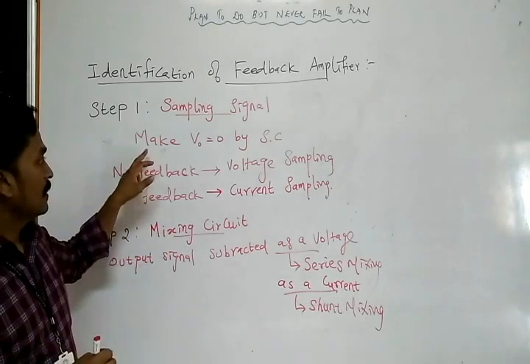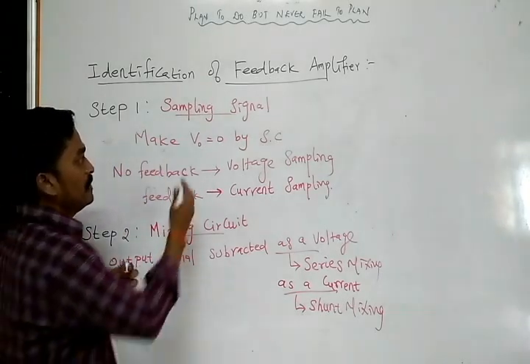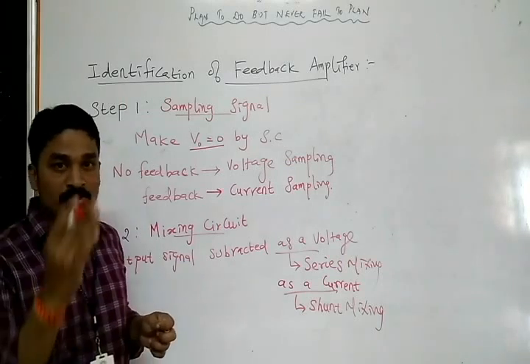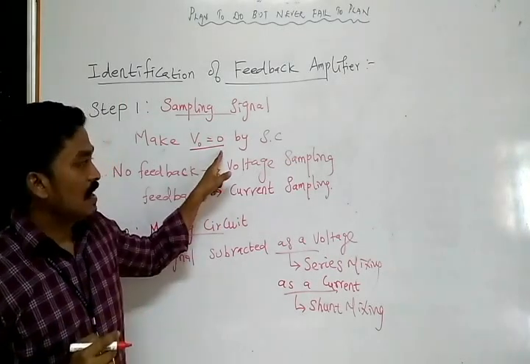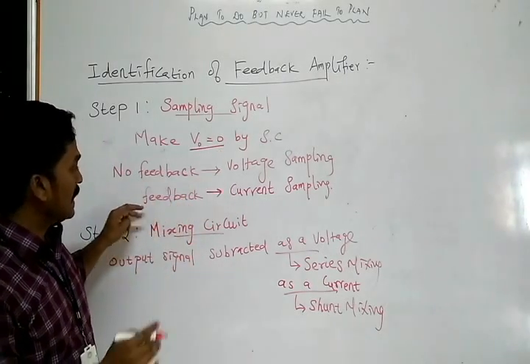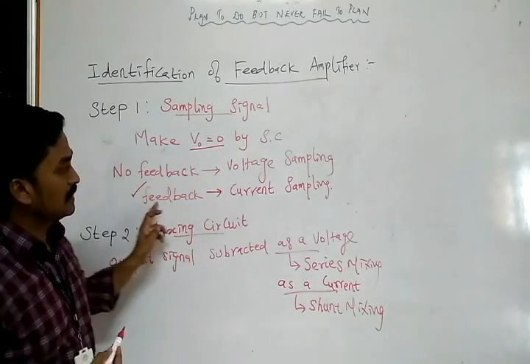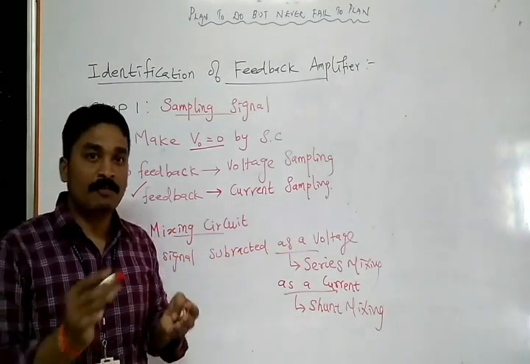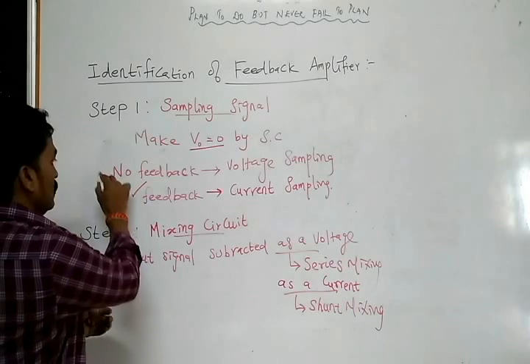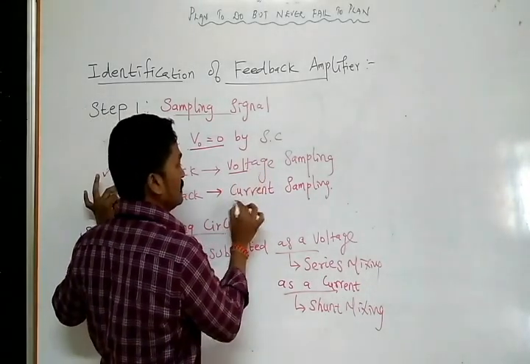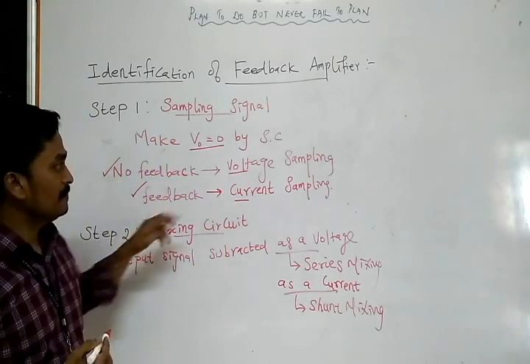First we have to make V0, the output terminal, equal to 0, which means we have to short the output terminal. After shorting the output terminal, if we get any feedback, then that is called current sampling. If we do not get any feedback after shorting the output terminal, then that is called voltage sampling. I will repeat once again.